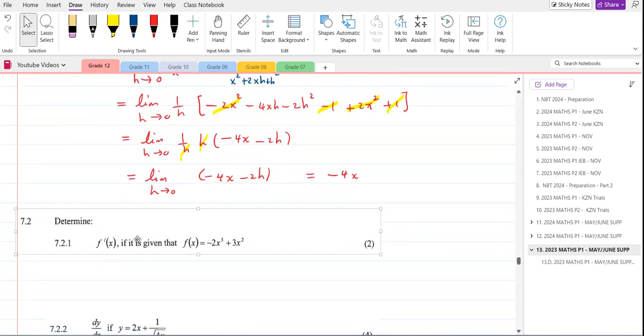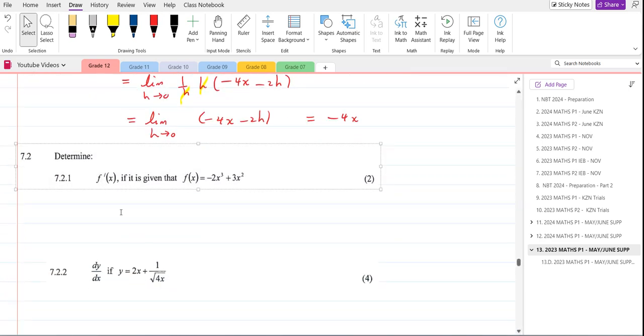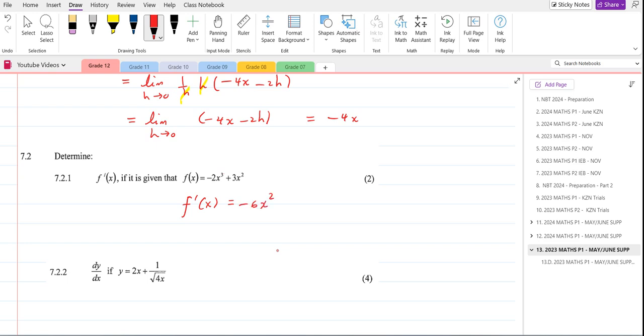Moving on to the next problem, which is 7.2.1. Must find the derivative of this. This is straightforward, very simple, because that's already written in power form. So f prime x is equal to 3 times minus 2 is minus 6. Take away 1 from the power, so x squared, plus 2 times 3 is 6, and take away 1 from the power, x. That's it. Minus 6x squared plus 6x.